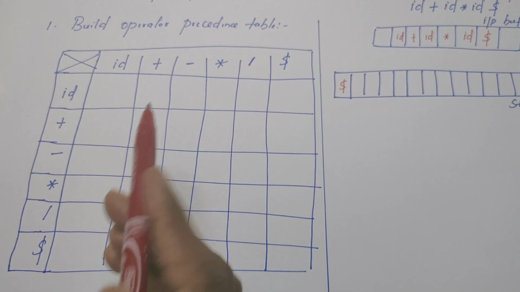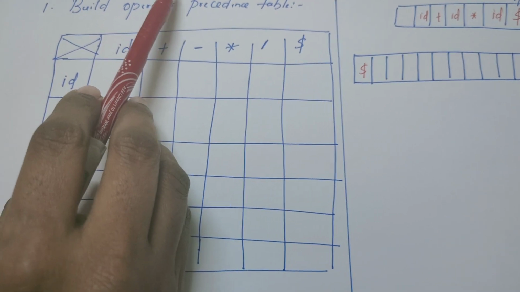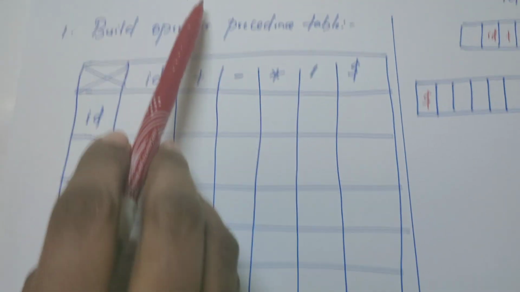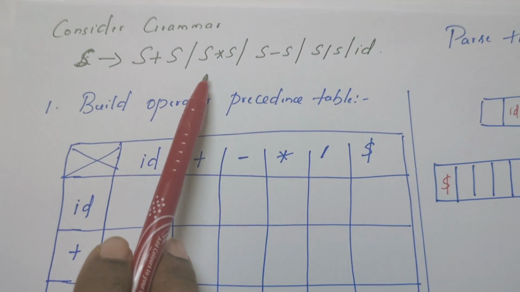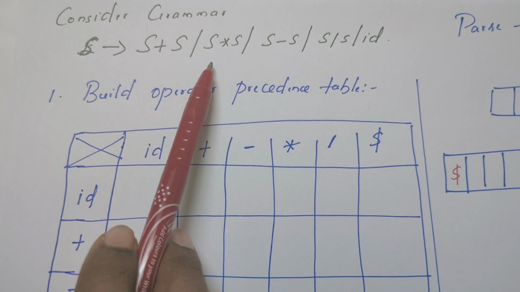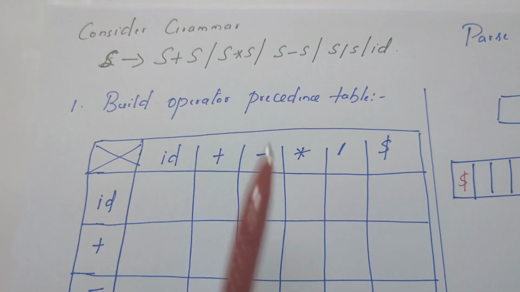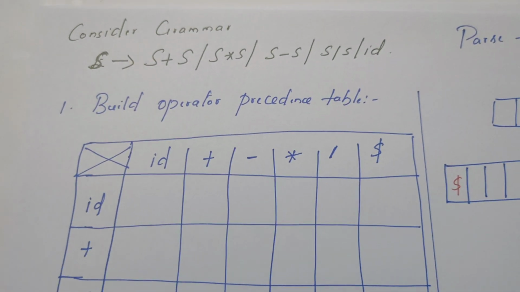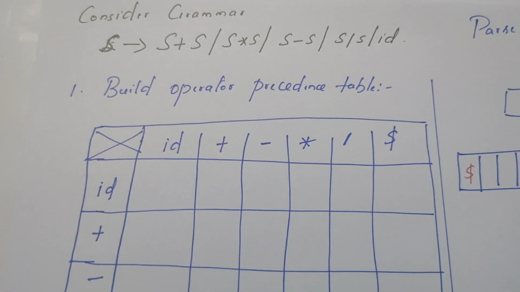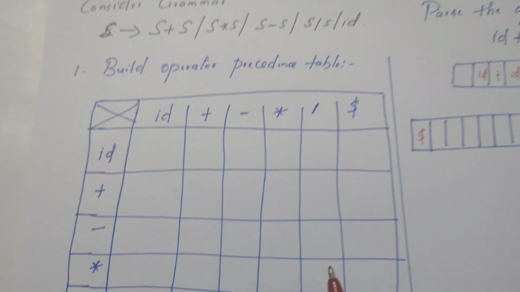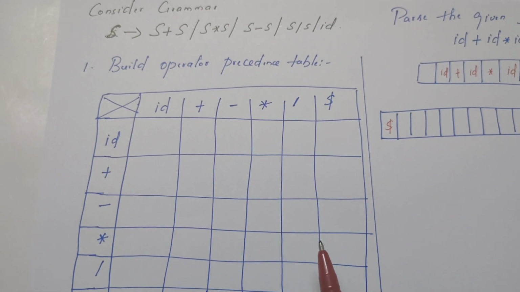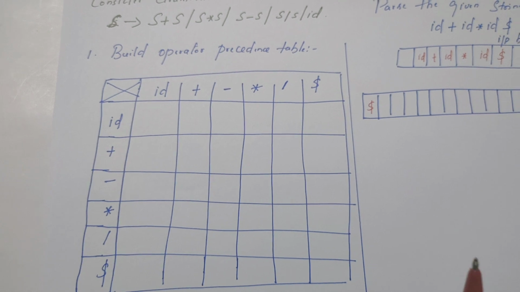So this is the grammar, the same grammar which we converted into operator precedence grammar. That grammar I'm going to consider now. Right? Now for this grammar, I'm going to build the precedence table. This is step 1, right? So to build the table, what do the rows represent and what do the columns represent? It is nothing but the terminals.